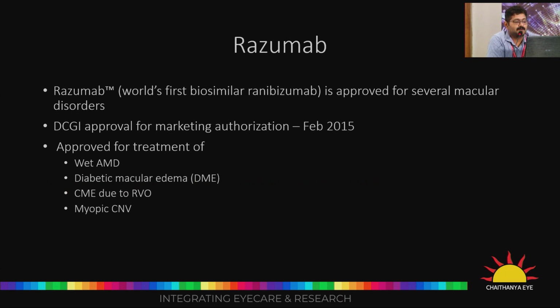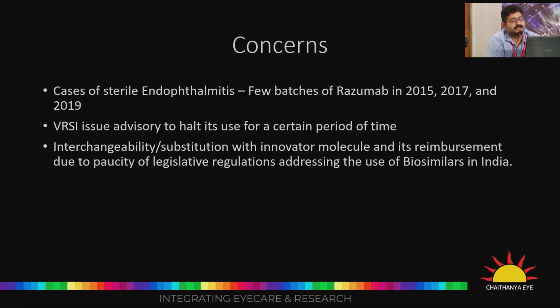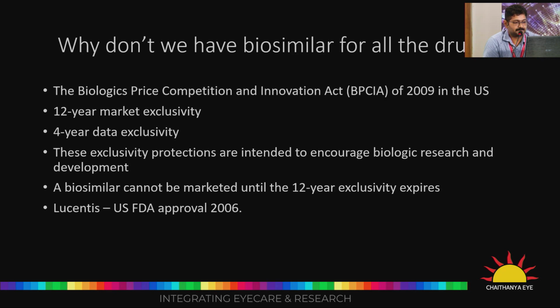Razumab is the world's first biosimilar approved for several macular disorders. It got clearance by the DCGI in February 2015. It's approved for the treatment of wet AMD, diabetic macular edema, CME due to retinal vein occlusions, and myopic CNVM. There were a few concerns when we saw a few cases of sterile endophthalmitis a few years back, which made the VRSI issue an advisory to halt its use for a certain period of time. Also, there's the issue of interchangeability and substitution with the innovator molecule, and reimbursement is a little problem because there is a paucity of legal regulations addressing the use of biosimilars in India.